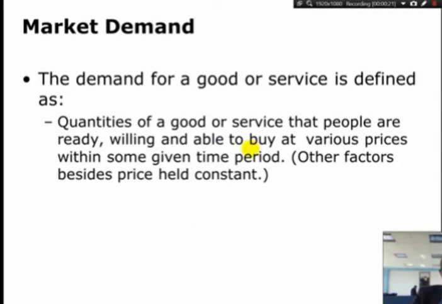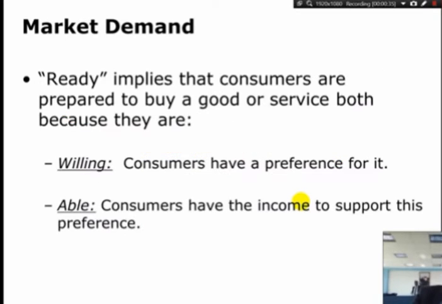If you see the key words we've got here, demand is the quantity of goods that people are ready and willing and able to buy. So the idea of you're willing and able to buy, that becomes a demand. Ready implies that the consumers are prepared to buy a good or service both because they are willing and able. So if you're not willing, you're not part of the demand, and if you're not able to buy, then you're not part of the demand.